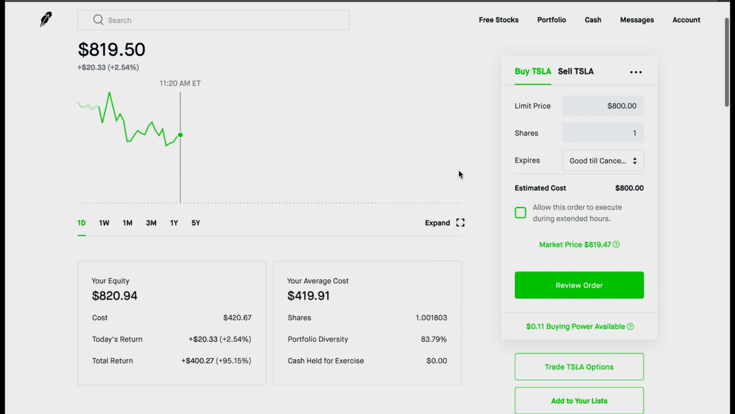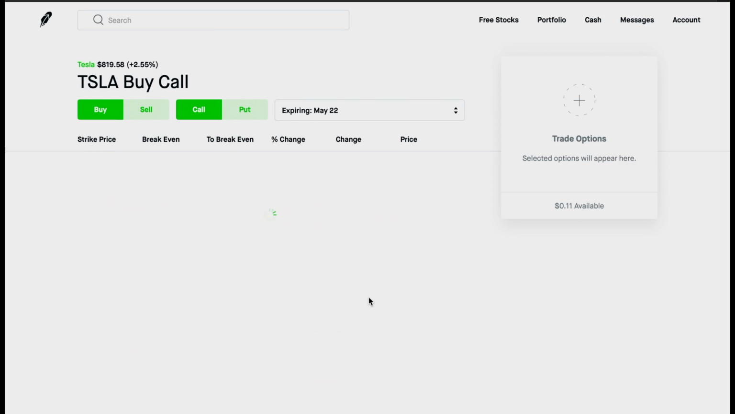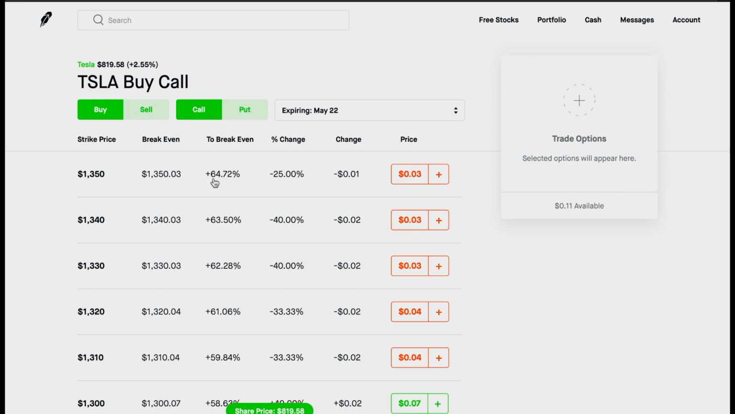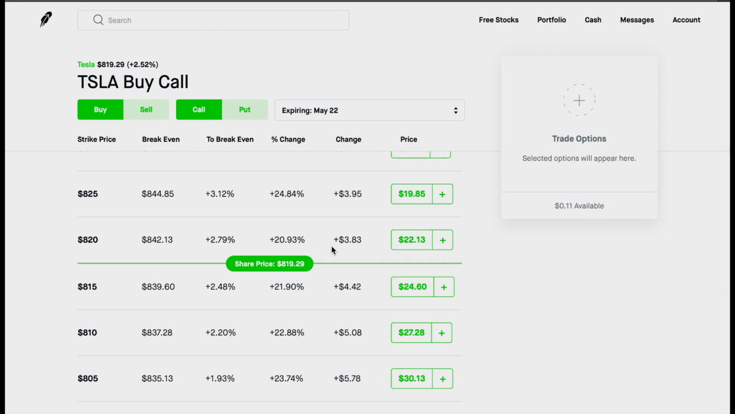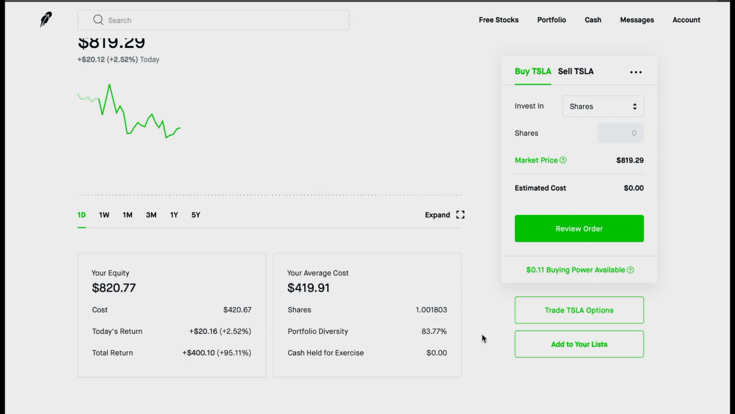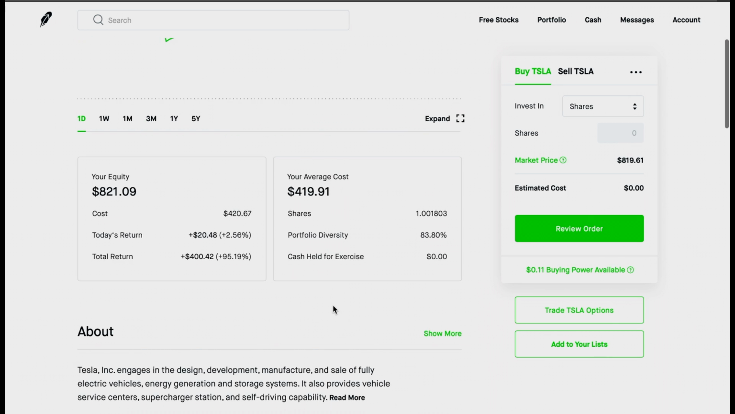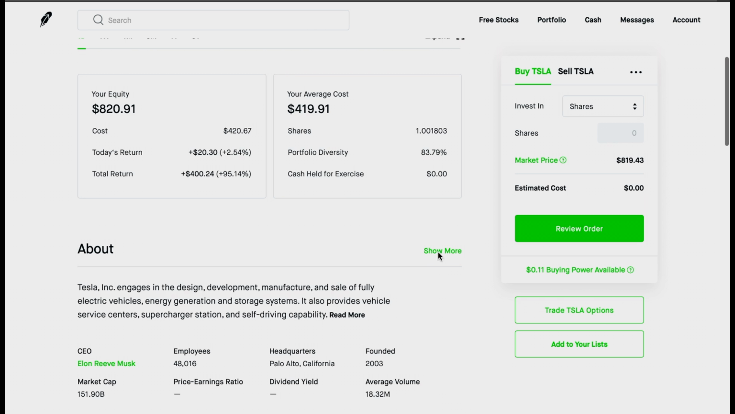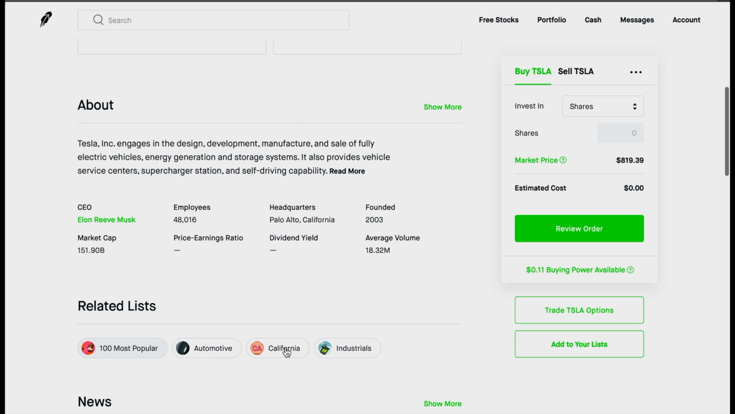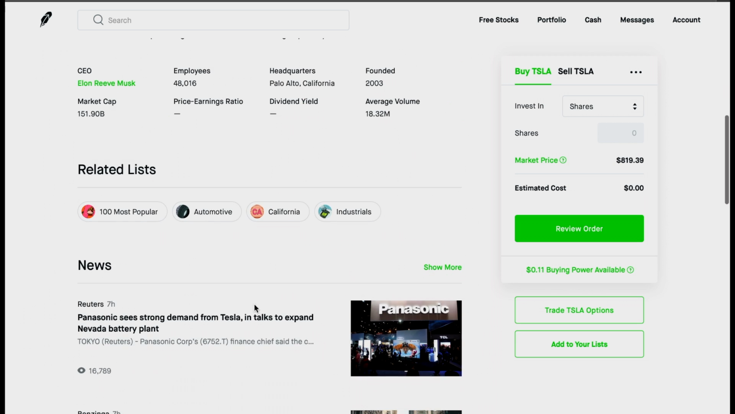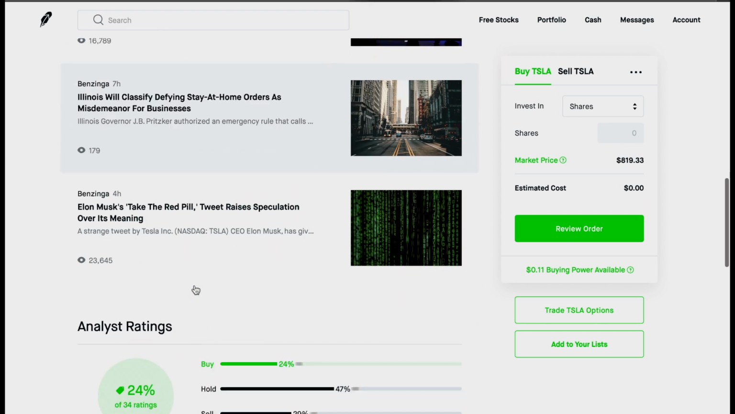And then if you scan down further, you can also do options. So if you're into options, you can do options as well, for buy or sell, calls or puts. So that's in there if you are into option trading. And you can also add it to a watch list that you have created. Then if you go down further, it gives you a little bit about the company, their market cap, some more related lists that you can go to, then news stories that are linked to that particular stock you're looking at.